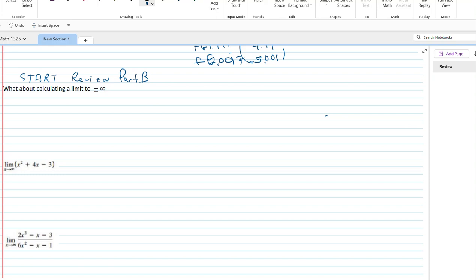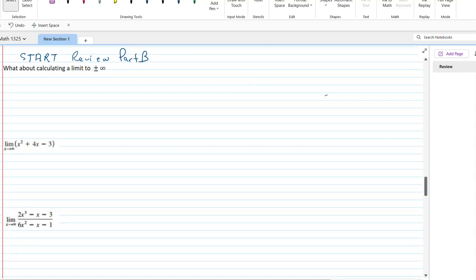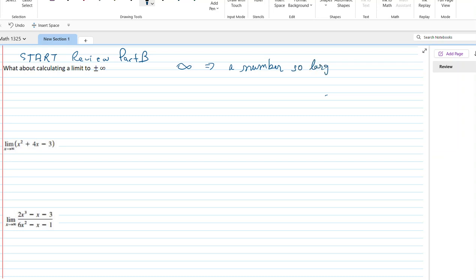We're continuing a review of Chapter 11, and we're in Part B of this review. And we're going to be talking about infinity. Well, infinity is a number so large that we don't know it.